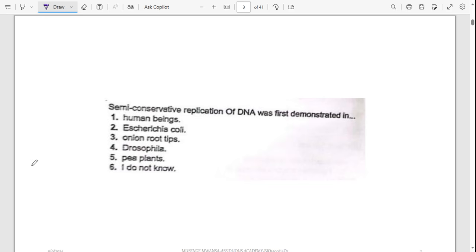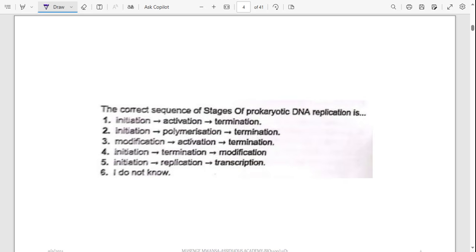Semi-conservative replication of DNA was first demonstrated in. Now, semi-conservative replication was first demonstrated in Escherichia coli or E. coli. Please, if you can't remember, go and consider the tutorial on DNA replication. It fully explained the entire topic.